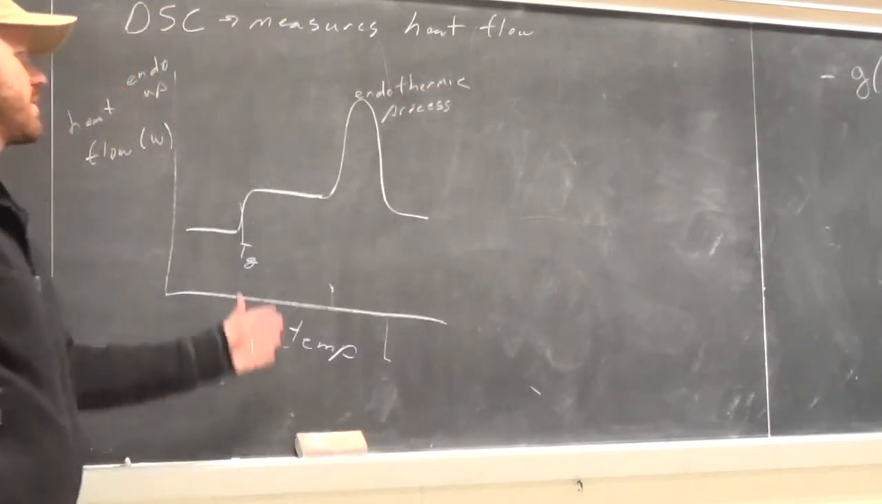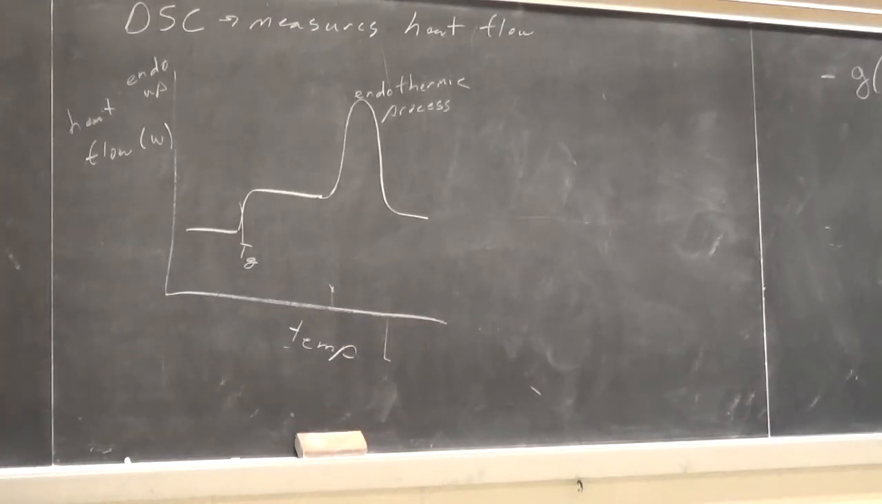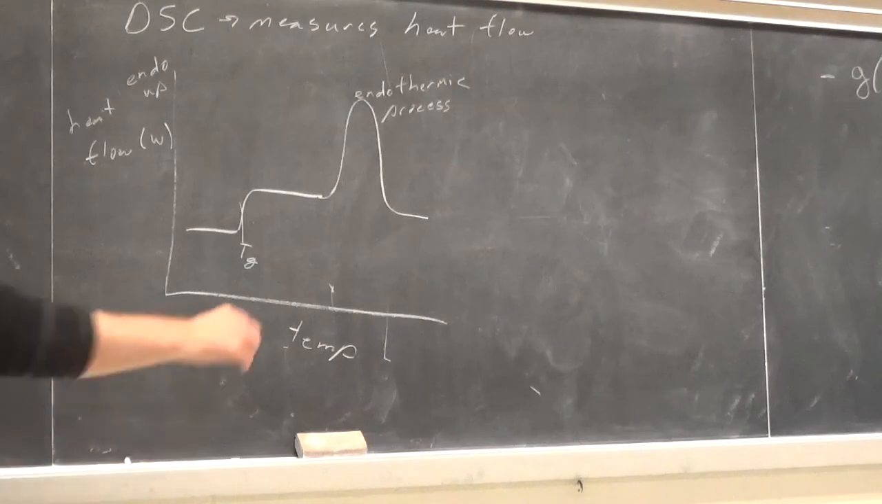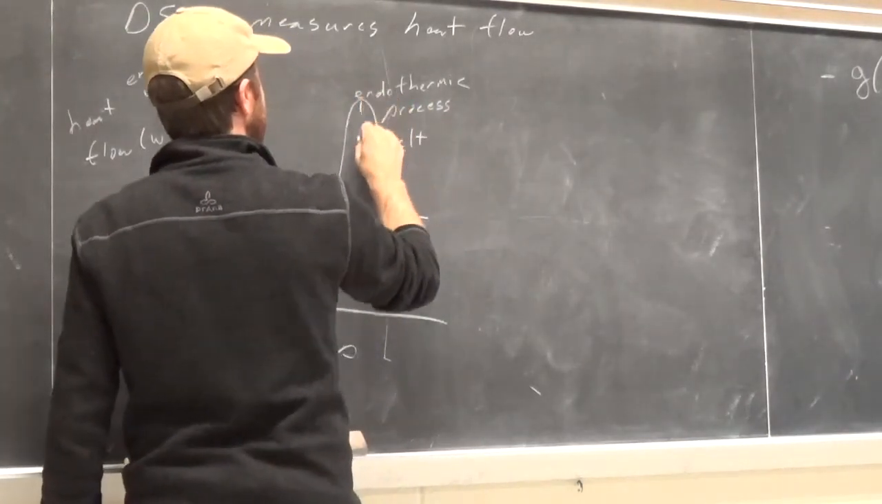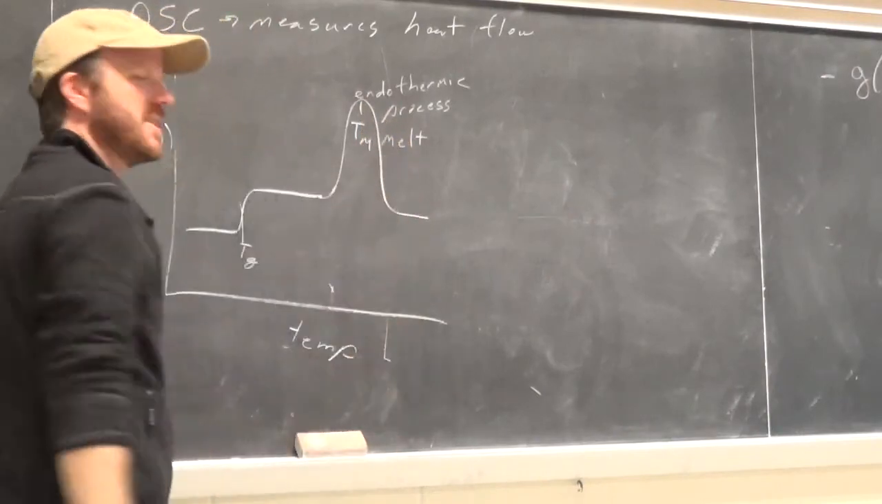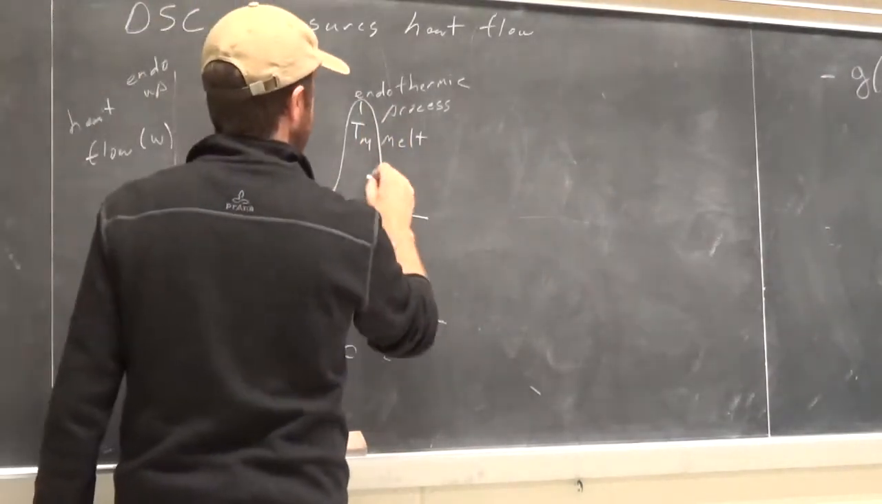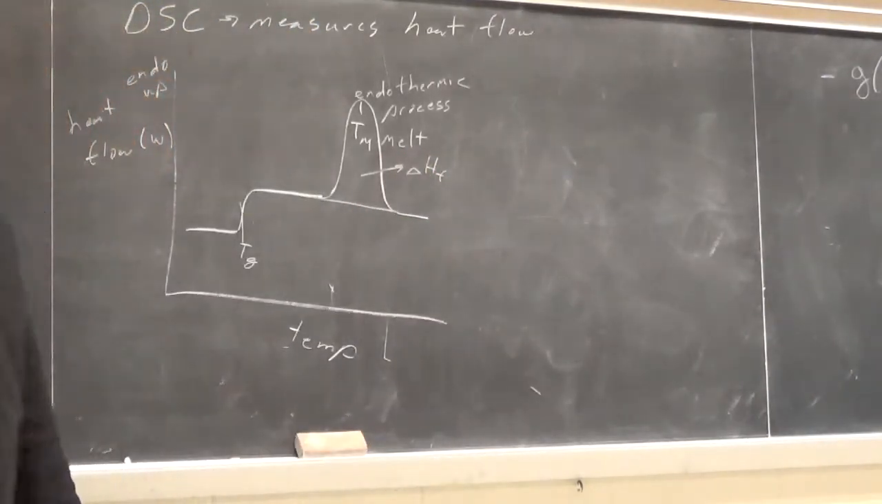What other endothermic process do we have that occurs above the glass transition temperature? You add heat to do what? To melt, right? And so this will be a Tm, or a melting temperature. And so we can measure the delta Hf of this polymer by how it melts.